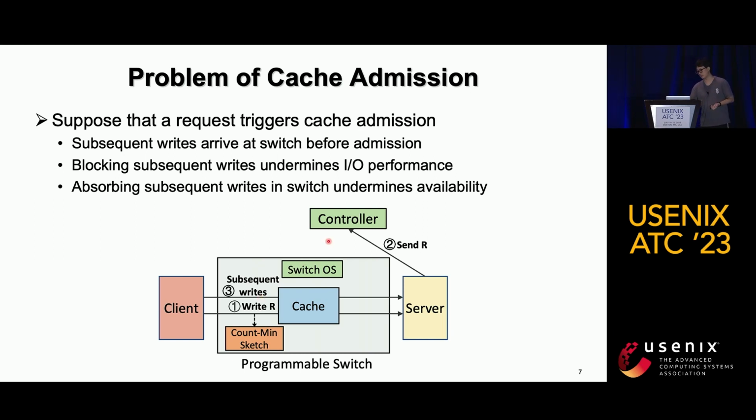The reason is that the controller lies in the control plane, so it has no view of the subsequent writes traversing the data plane. So the controller will overwrite the latest version carried by the subsequent writes with a stale version reported earlier by the server for cache admission. So if we directly process the subsequent writes in the switch without blocking, it will undermine the availability.